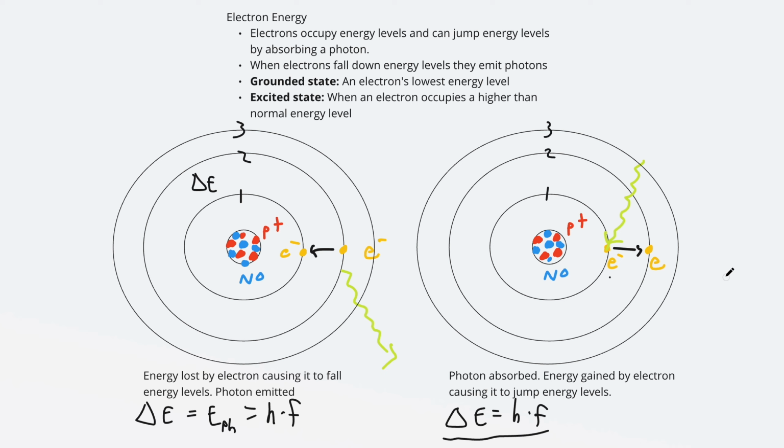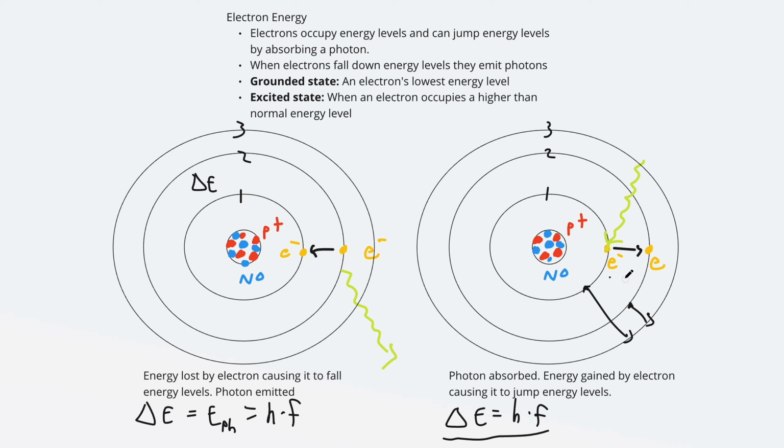And it doesn't have to just be level 1 to level 2. We could have an electron go from level 1 all the way up to level 3, or from level 2 to level 3, depending on which electron gets hit by the photon and what energy of photon we have.